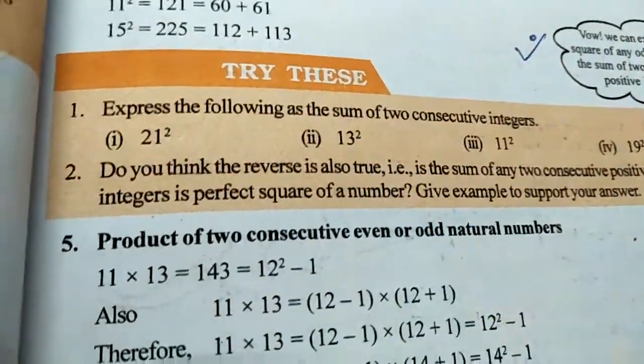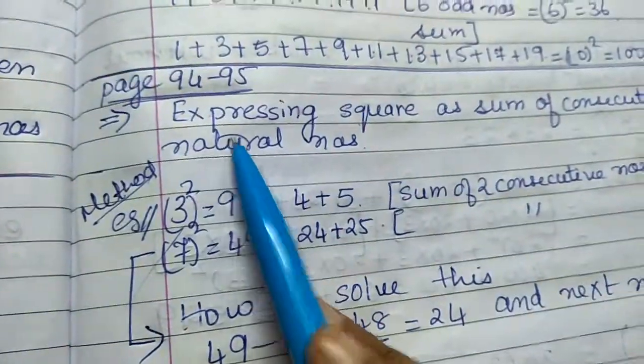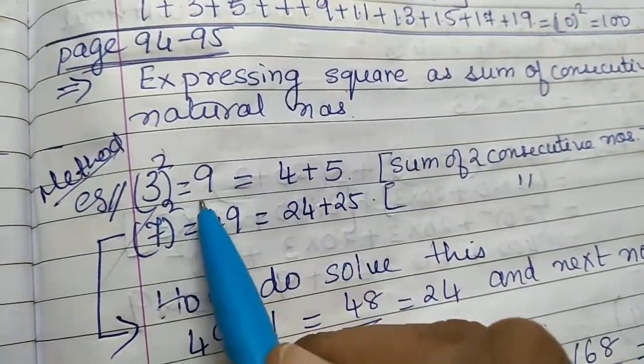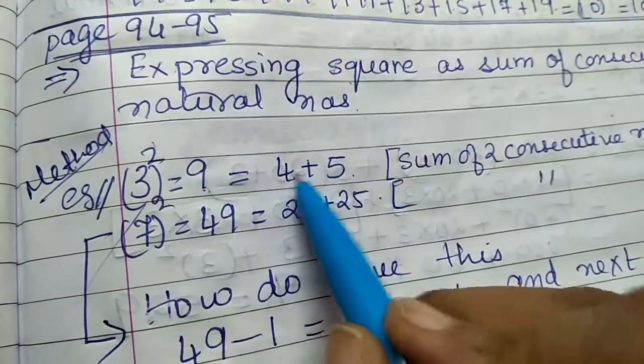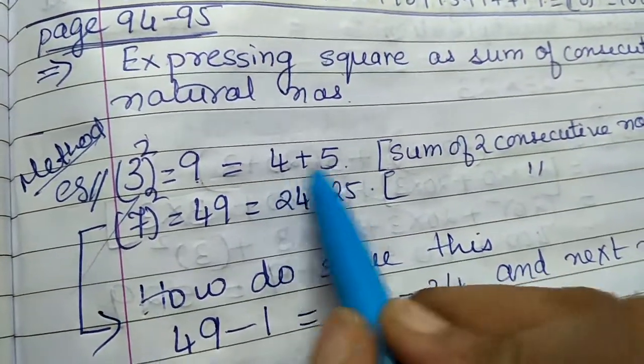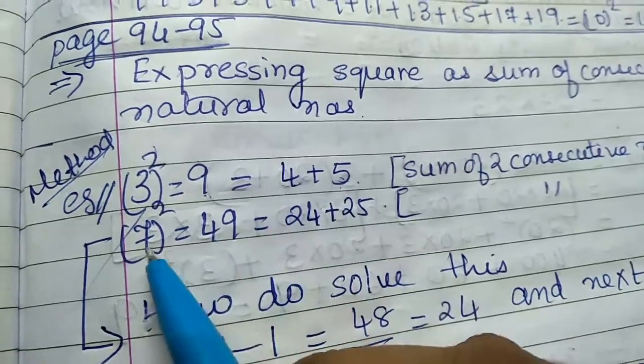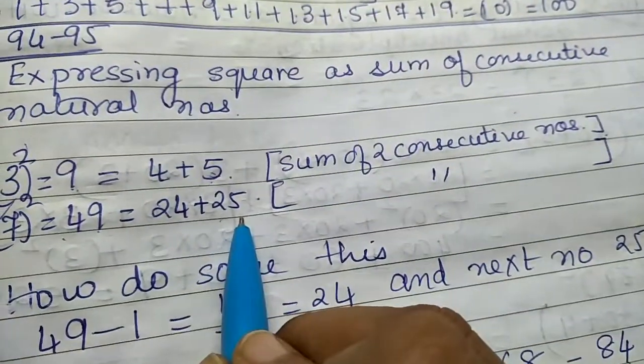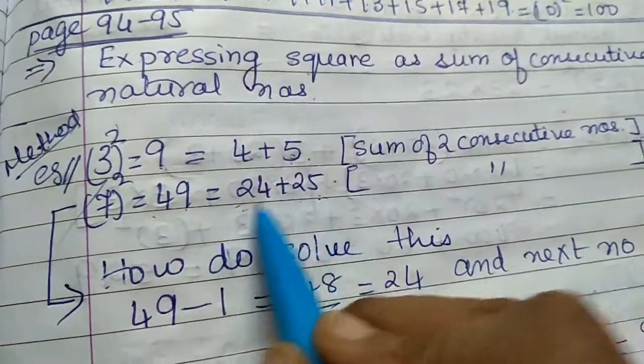Okay, so for that again you have got a Try This. Now let us see what it is. Expressing the square as a sum of consecutive natural numbers. Now 3 square is 9. So 9 is 4 plus 5. So 4 and 5 are consecutive numbers. 7 square is 49. 49 is 24 plus 25. So 24 and 25 are consecutive.